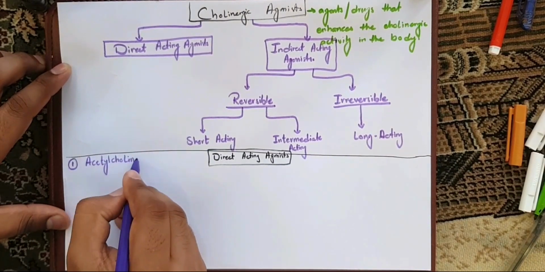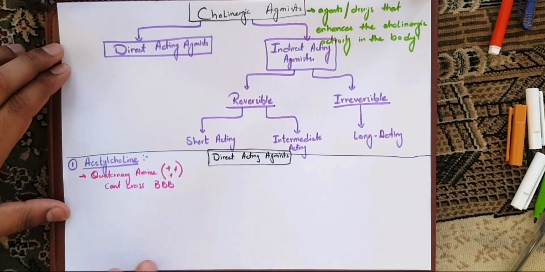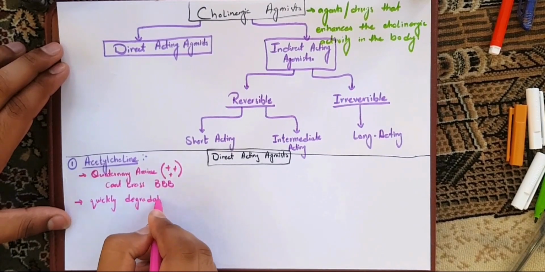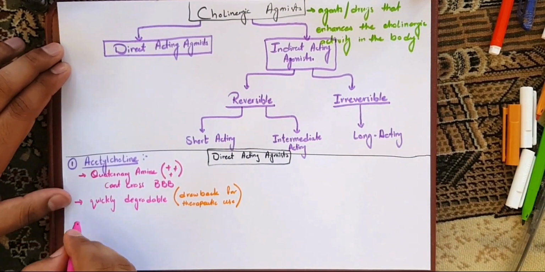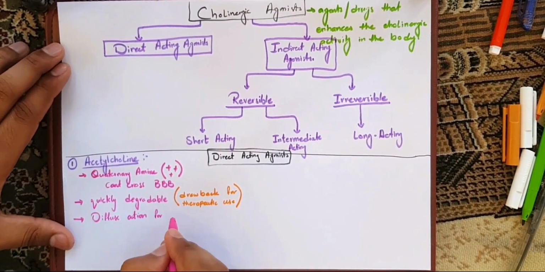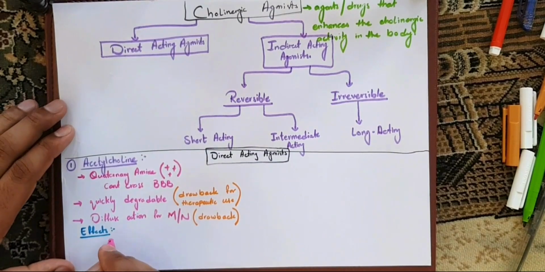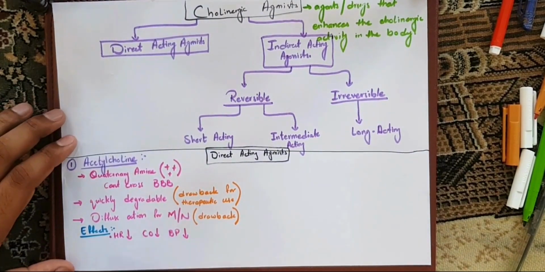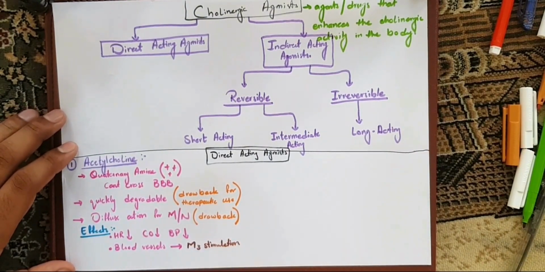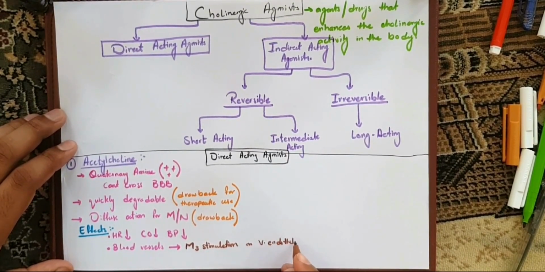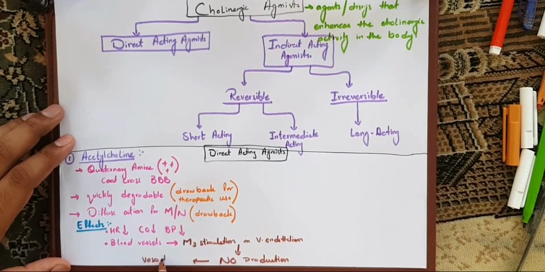Acetylcholine is an example of the endogenous agonist. As a drug, acetylcholine is a quaternary amine, which means that it is positively charged and it cannot cross the blood-brain barrier or enter the CNS. It is quickly degradable, meaning it is easily broken down by acetylcholinesterase. Then it has diffuse action. It means that it has action on the muscarinic and nicotinic receptors, which makes its action diffuse and kind of a drawback for this drug. Its stimulation on the blood vessels causes nitric oxide production, and due to the nitric oxide production, it can cause vasodilation, and that can result in a drop in blood pressure.